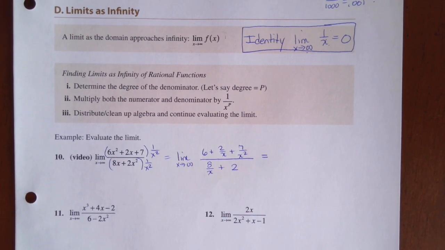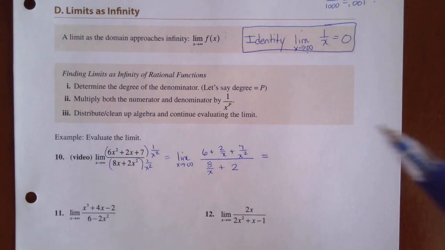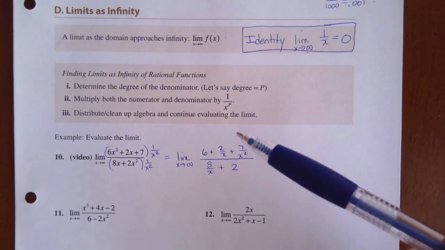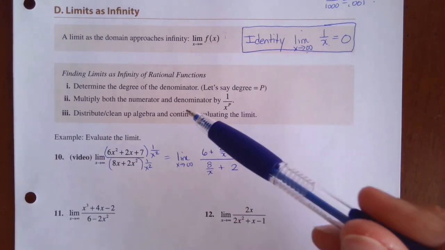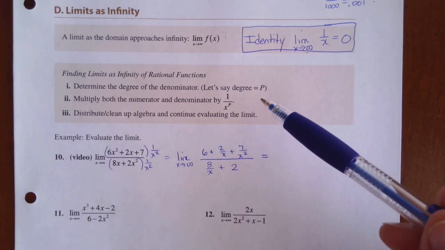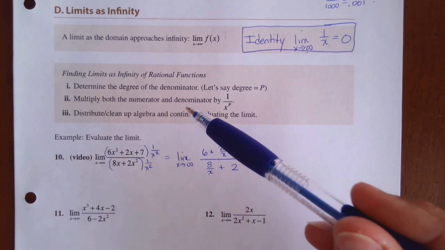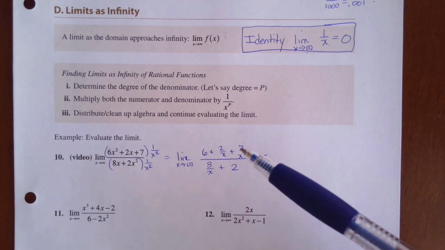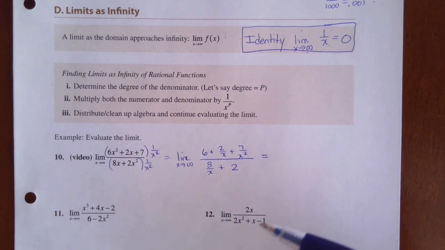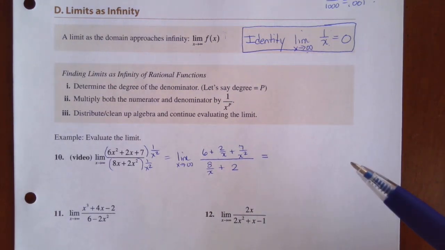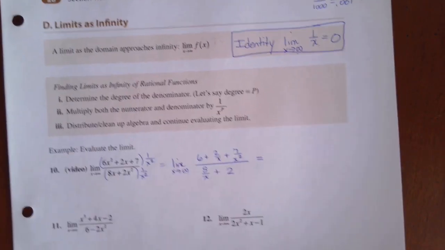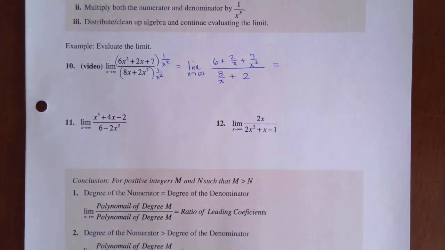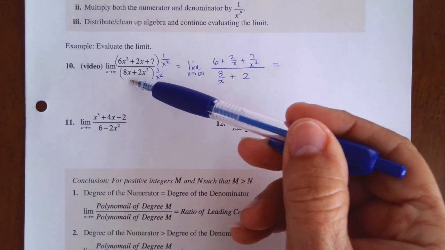All right, so Dr. Taylor, I know, did this with you, okay? So to find the limit as x goes to infinity, this is doing this algebraically, you're going to determine the degree of the denominator, and then you multiply both the numerator and the denominator by 1 over x to that power, whatever that degree was. And then you clean up, you distribute, and then you can find the limit. So I just want to remind you what he did for number 10, and then we will look at 11 and 12. Okay? So we took this, we looked at the problem.